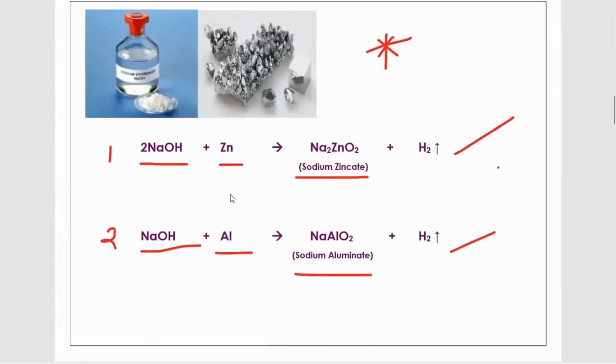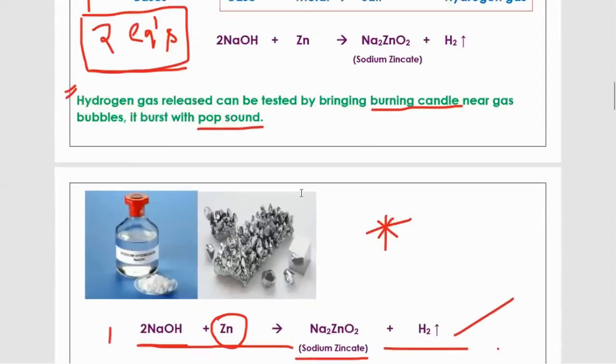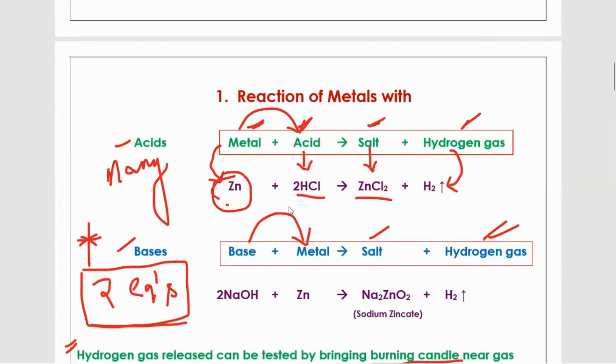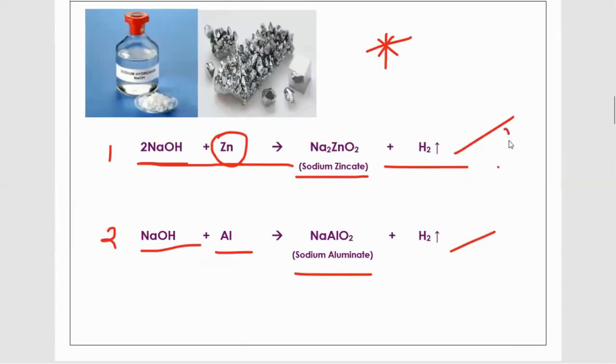So this is the equation he asked. NaOH plus Zn gives rise to sodium zincate plus hydrogen gas. And what will happen if the same metal reacts with a strong acid? The same metal reacts with strong acid, gives again a salt, zinc chloride, and the same hydrogen gas is evolved. Okay, so there are chances of asking questions from these topics. So try to remember everything.